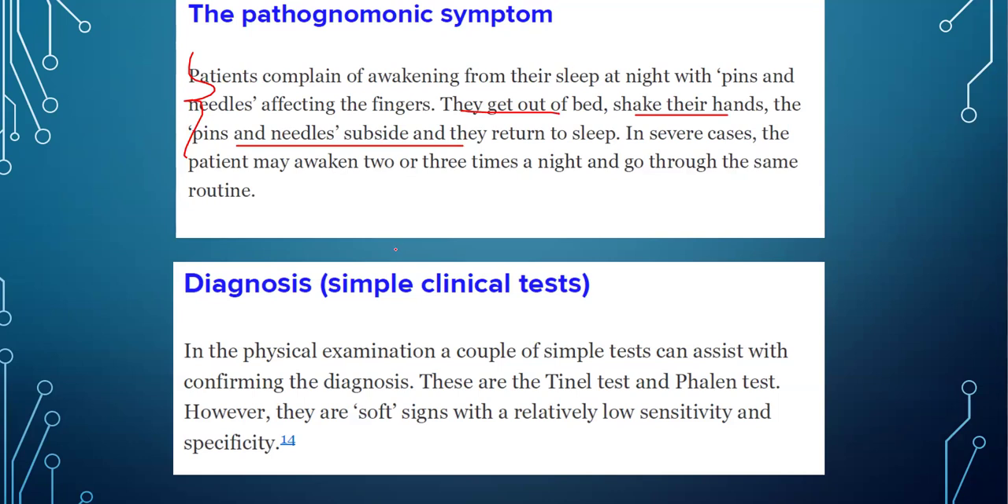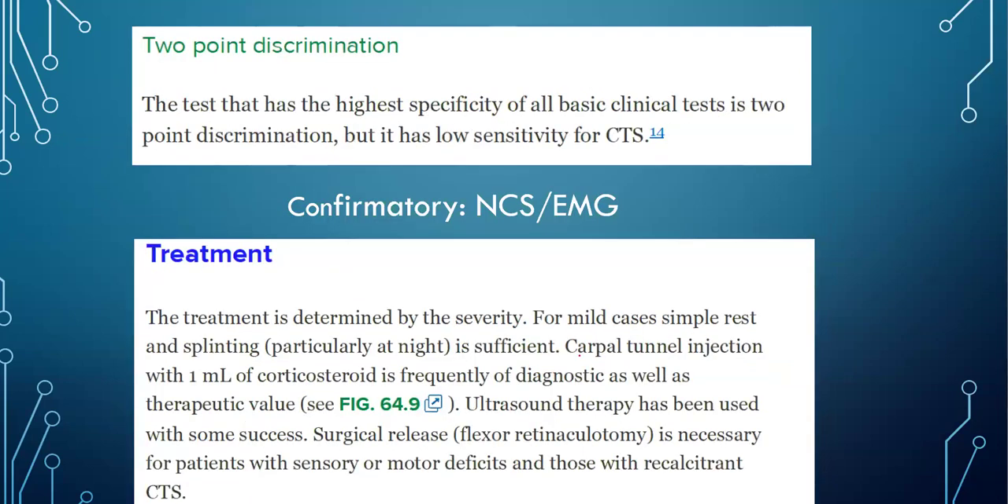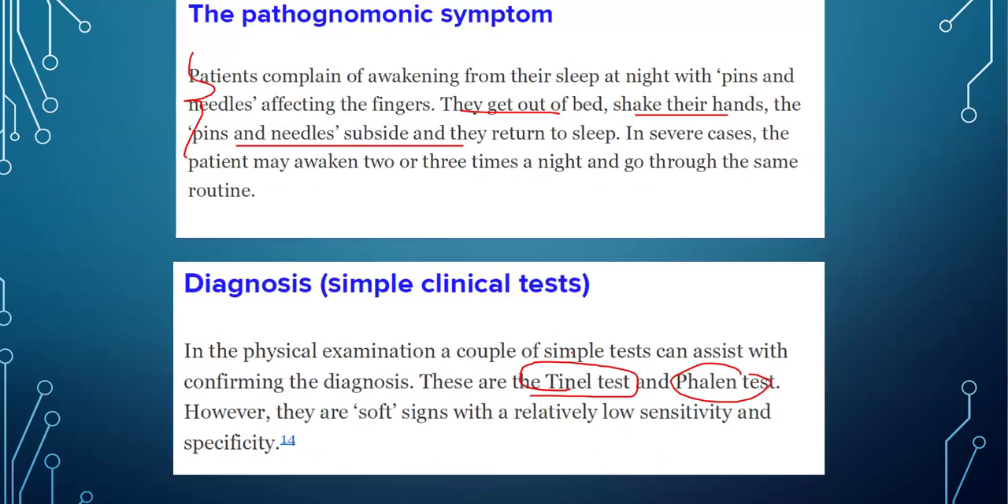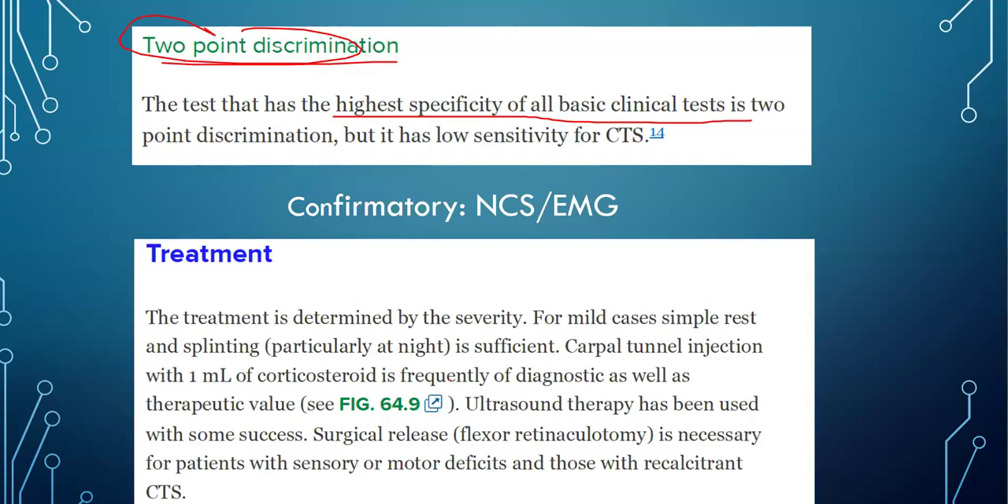So if you suspect CTS, what would you do next? You'll do a physical examination. The physical examination that we do is called the Tinel test and the Phalen test. If Tinel or Phalen is positive, there is a likely possibility that it could be a case of CTS. There is another test better than those two tests, which is 2-point discrimination. This test has the highest specificity of all the clinical tests. Okay, so the best is 2-point discrimination, and then the initial would be Tinel and Phalen.